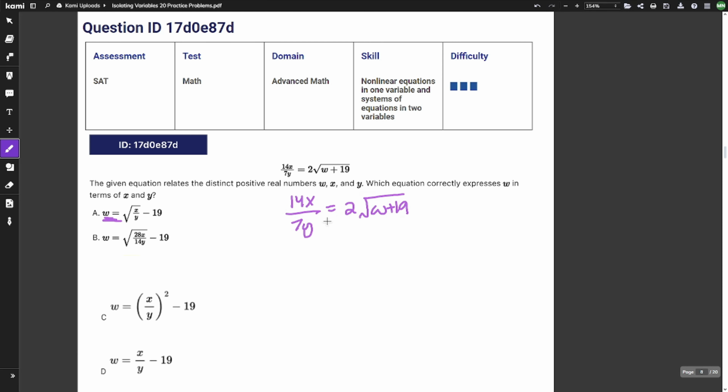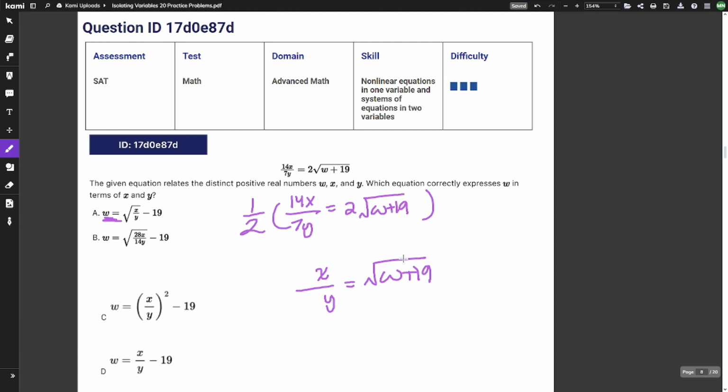First thing we're going to do is divide the entire thing by 2. But since we do have a fraction here, dividing by 2 is also equal to just multiplying by 1/2. Now we know that 1 times 14 is just 14, and 2 times 7 is 14. So 14x over 14y is equal to the square root of w plus 19. Now we know that the two 14s just cancel each other out, so I'm going to erase them.